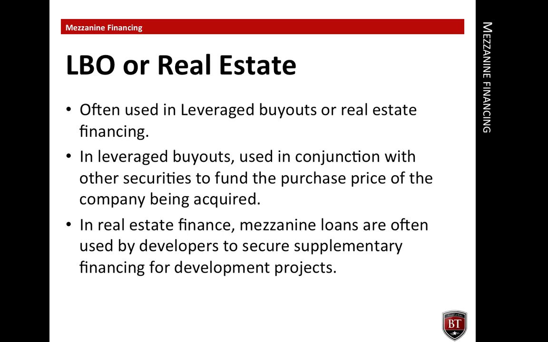In real estate finance, mezzanine loans are often used by developers to secure supplementary financing for development projects, typically in cases where the primary mortgage or construction loan equity requirements are larger than 10%. These sorts of mezzanine loans are often collateralized by the stock of the developing company rather than the developed property itself, as would be the case with a traditional mortgage. This allows the lender to engage in a more rapid seizure of underlying collateral in the event of default and foreclosure.